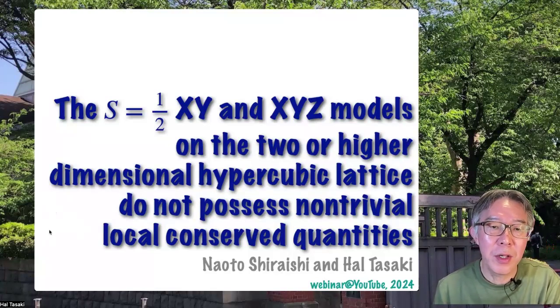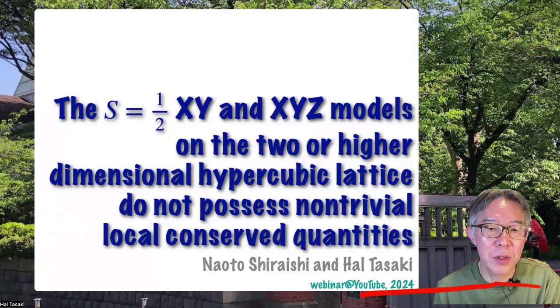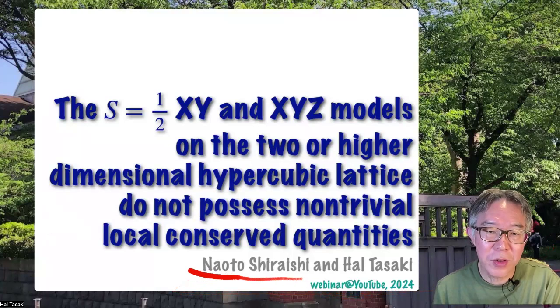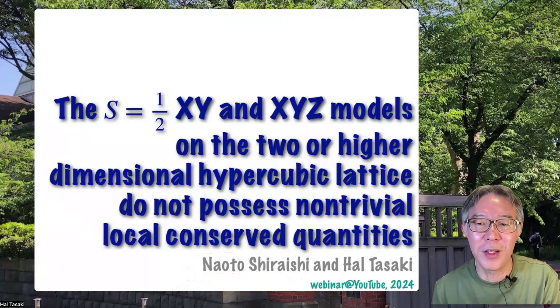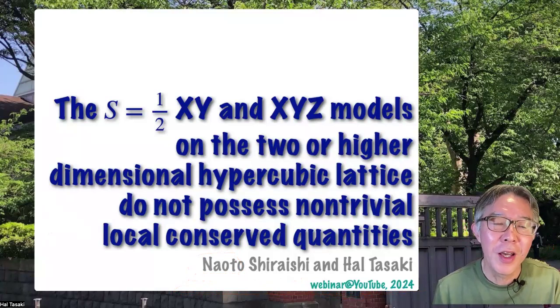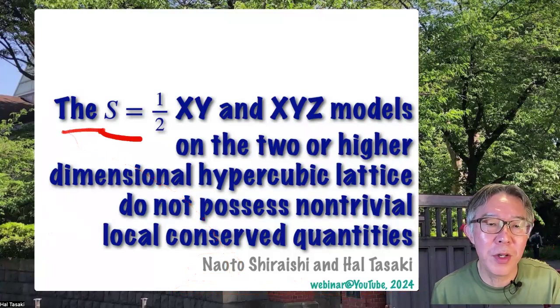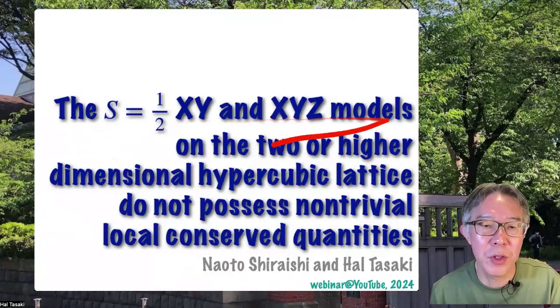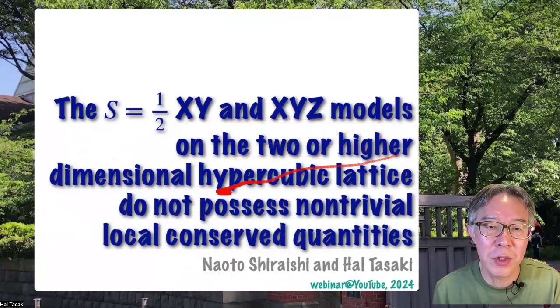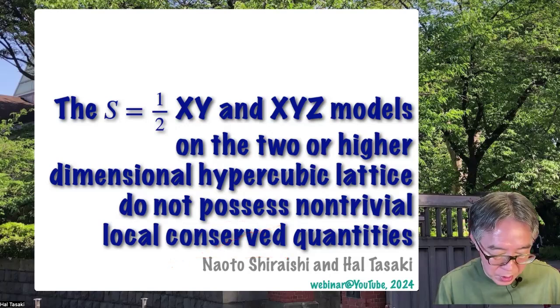In this short video, I'd like to discuss the main results of my recent paper with Naoto Shiraishi. I usually introduce Naoto as my young friend, but this time I feel like he's my advisor. You'll see why. Anyway, here we prove that the spin 1/2 XY and XYZ models on the 2 or higher dimensional hypercubic lattice do not possess any non-trivial local conserved quantities. I will explain this result.